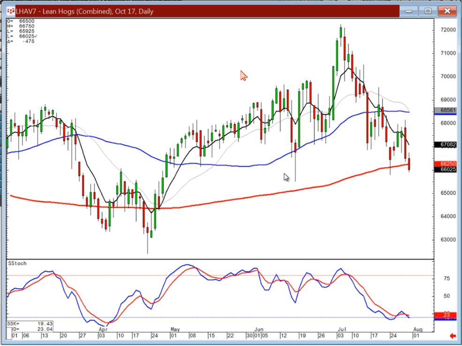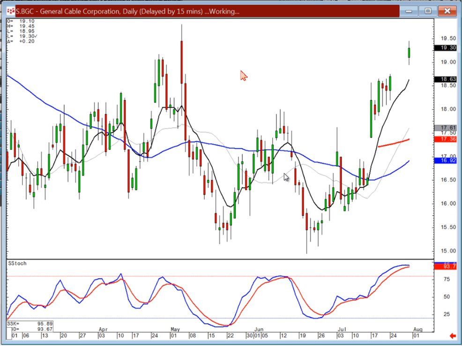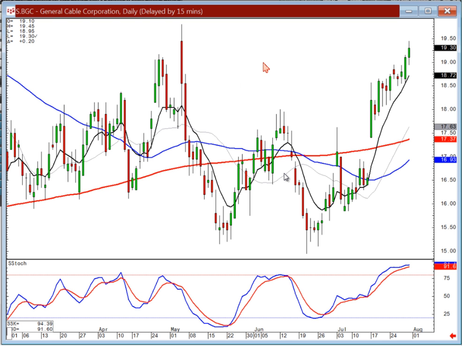Okay, so some of the ones that we're holding is General Cable. Ever since it did a gap up through the resistance level, it's still in a 45 degree.